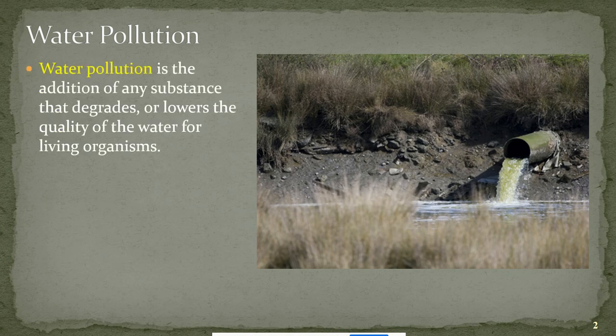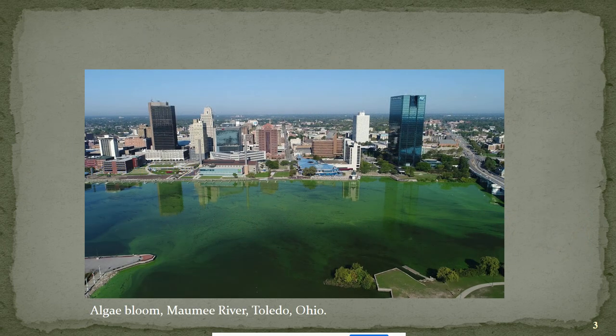Water pollution is the addition of any substance that degrades or lowers the quality of water for living organisms. There are two different types of water pollution: point source water pollution and non-point source water pollution. Point source water pollution has a single discharge site, such as a sewage outlet pipe pictured beside us here. Non-point source pollution comes from multiple small sources, such as cars leaking oil, fertilizer runoff from lawns, etc.